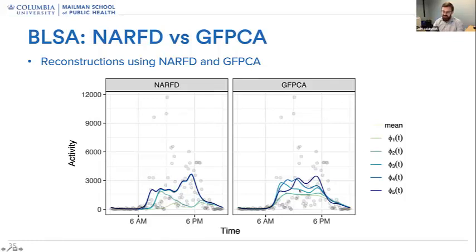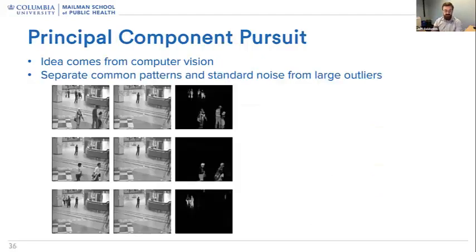With GFPCA, it's unclear what happens when you start adding component 1 to 2 to 3 to 4. It just bounces around all over the place, again, in a way that I find less interpretable, although certainly more parsimonious. The last dimension reduction approach that I'm going to talk about is principal component pursuit.